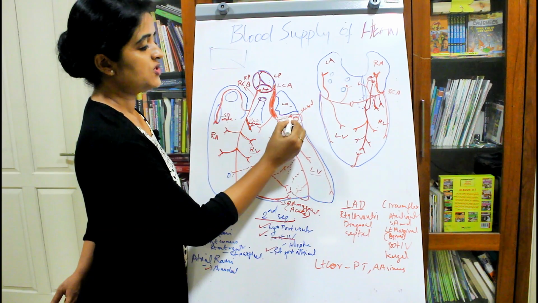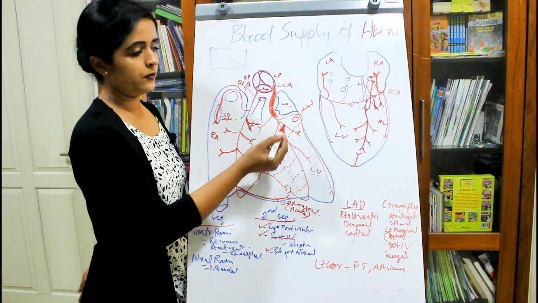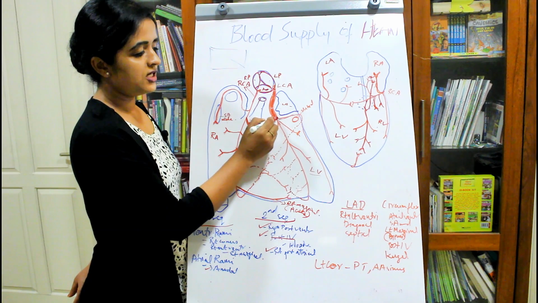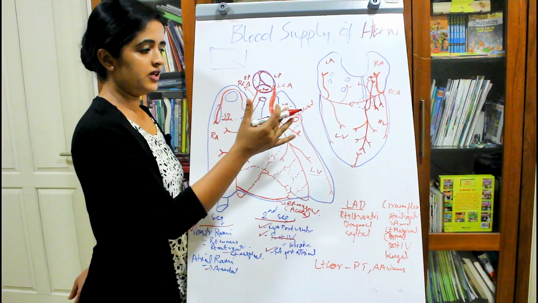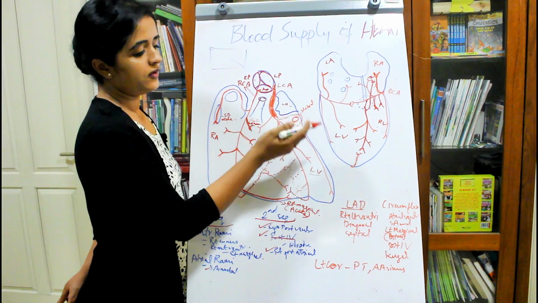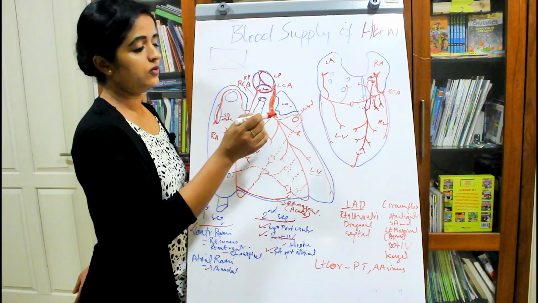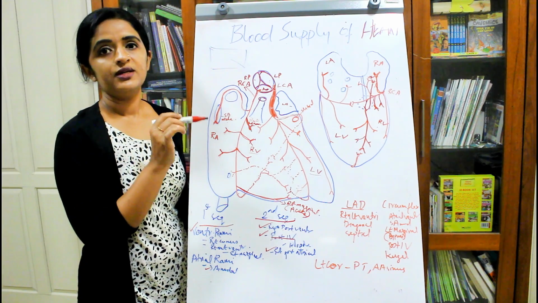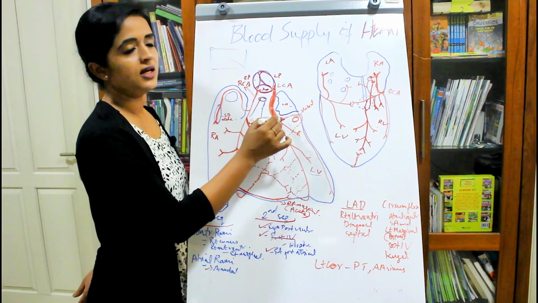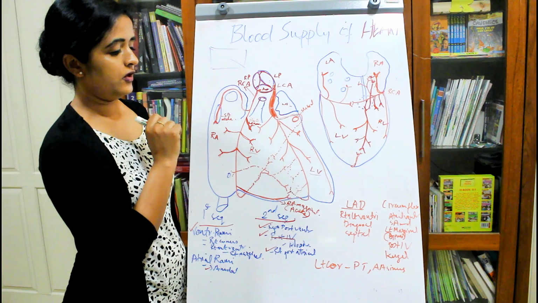And the other branch is lying along the anterior atrioventricular groove. This is the left atrium and this is the left ventricle, right? So this is the anterior, meaning the groove which you are seeing from the anterior aspect. So this is the anterior atrioventricular groove. The artery running along that groove, you call the circumflex branch of left coronary artery. So left anterior descending and left circumflex artery are the branches of the left coronary artery.